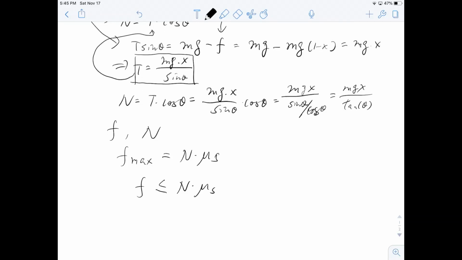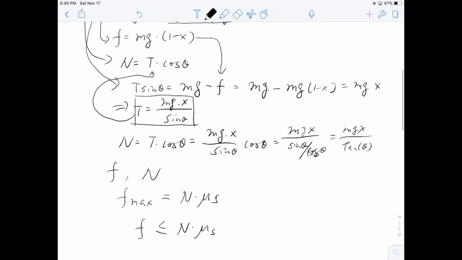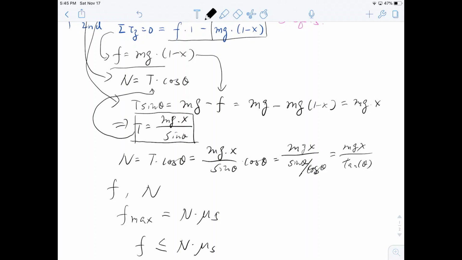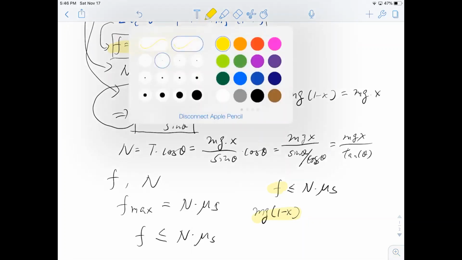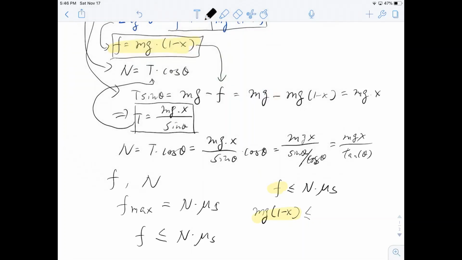So that means the friction force we've calculated above, that would be mg times 1 minus x, right? So basically f is smaller than n times mu of s. That means mg times 1 minus x, that's basically this equation here, and it needs to be smaller than n, which will be here.